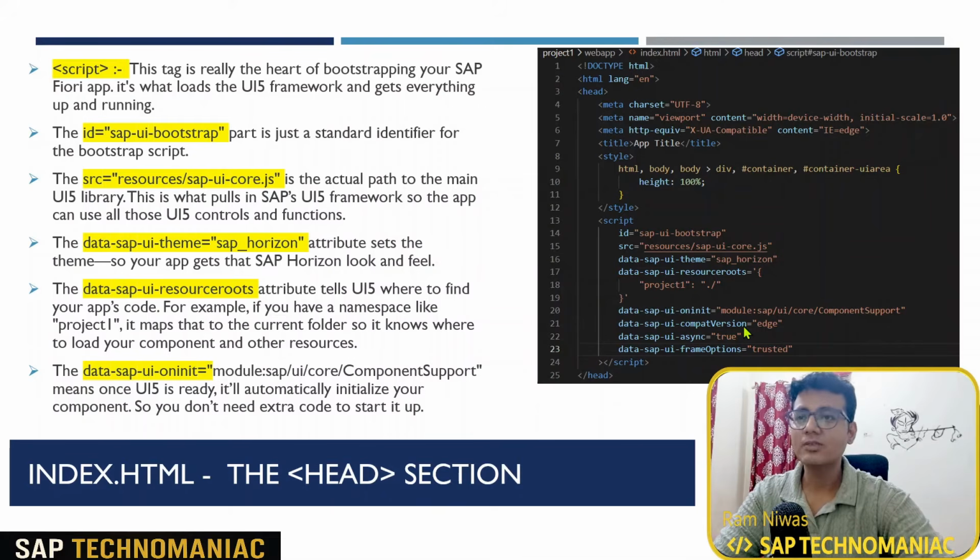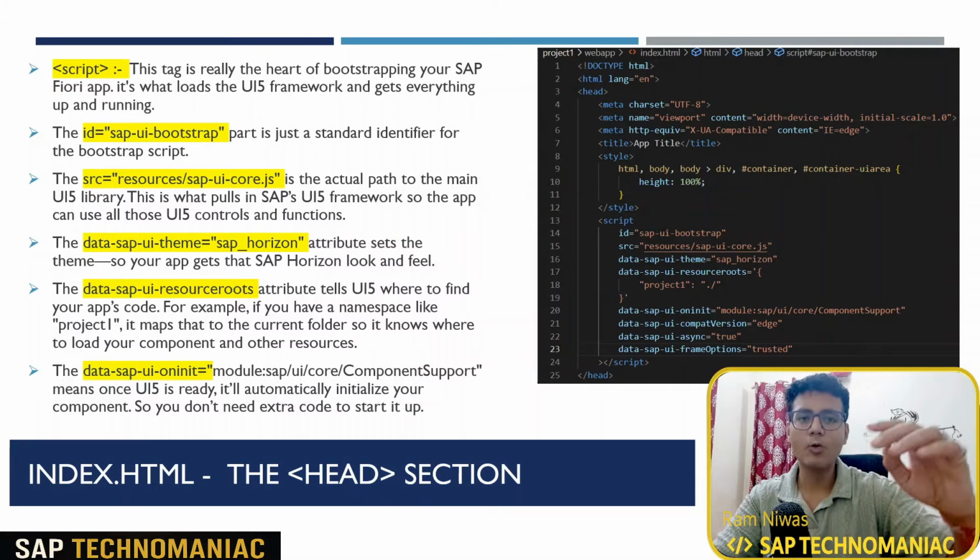And we are telling that we want to use the latest version of UI5. That is the reason we are saying the compat version is edge. And we want to load our application asynchronously, in the backend, in parallel along with our page loading. In the backend we want to load in parallel all the dependencies needed for our application. We don't want to wait to load our dependencies and then load our page, so it works asynchronously.